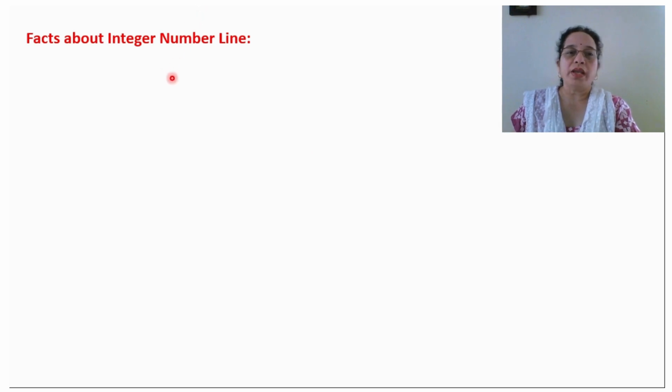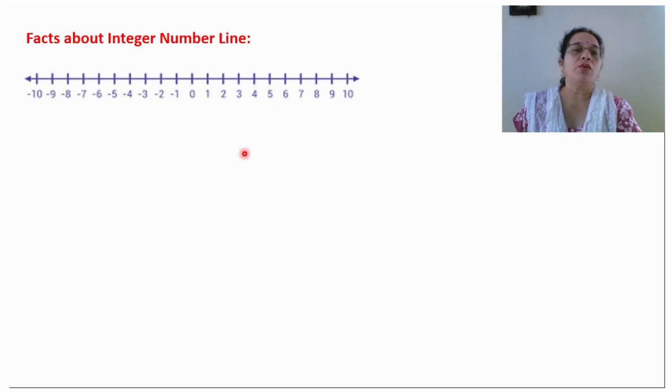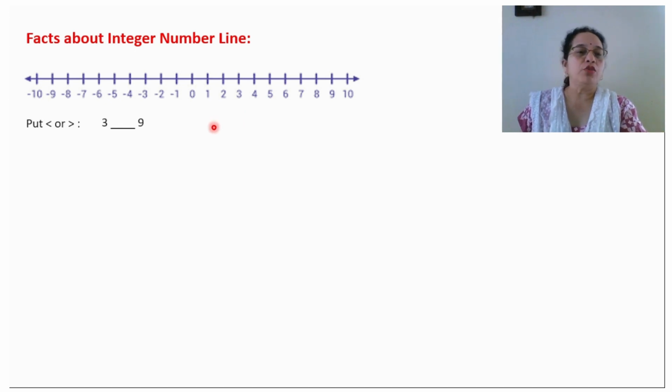Now by using this number line concept we can solve most questions based on integers. So let us see what the facts about the number line are. Here I am asking you a few questions. 9, 3 and 9, which one is greater? Definitely we know this 9 is greater. Why? 9 is on the right hand side of 3. So we can say that the right hand side number is greater.